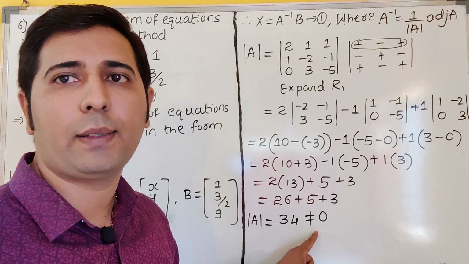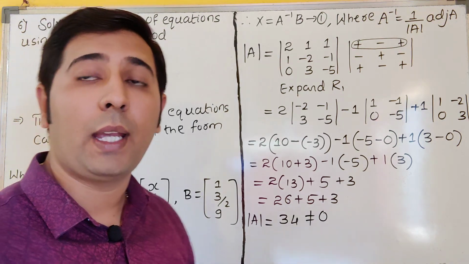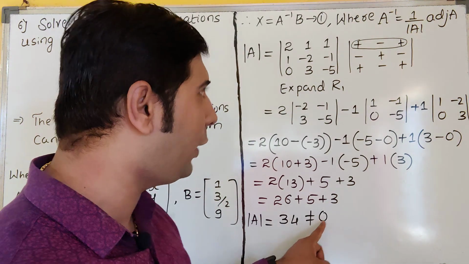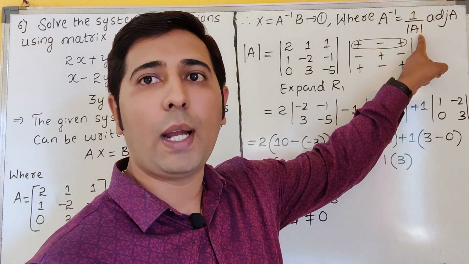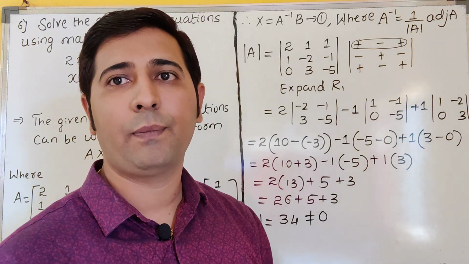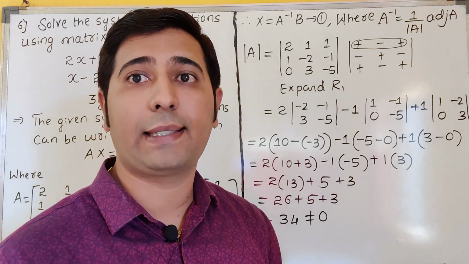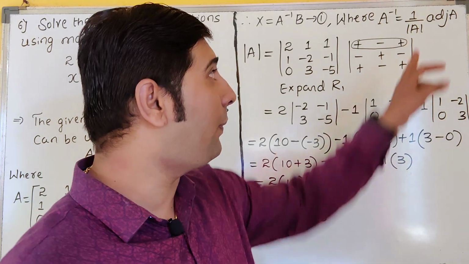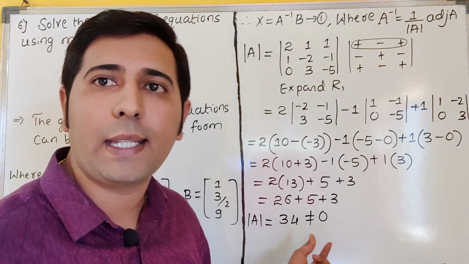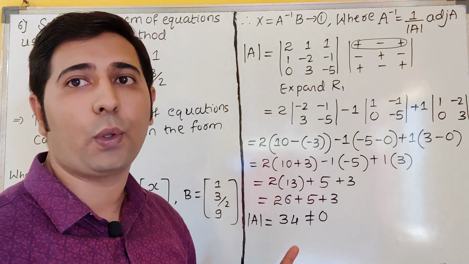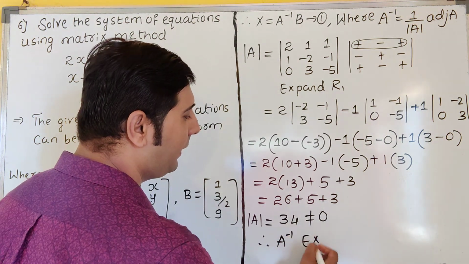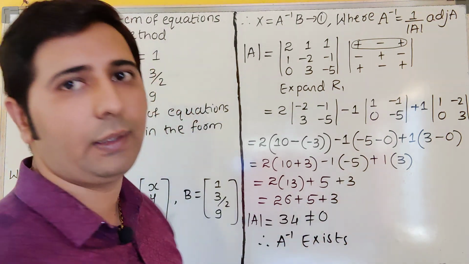Which is not equal to 0 means A inverse exists, dear students. A inverse exists. Why? Because you know, if the determinant value is equal to 0, 1 by 0 is what? Not defined. That means A inverse does not exist, dear students. A inverse does not exist, I am saying. Understood? If it is equal to 0. But here it is what? Not equal to 0. 34, which is not equal to 0. Therefore, A inverse exists, dear students.